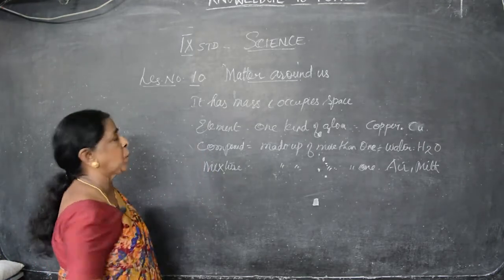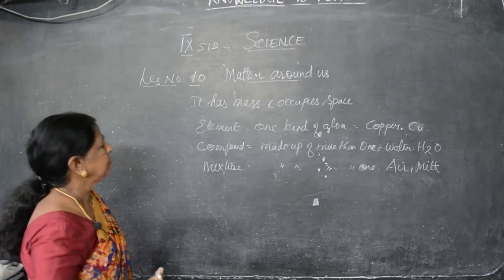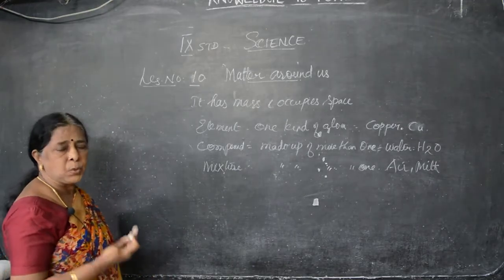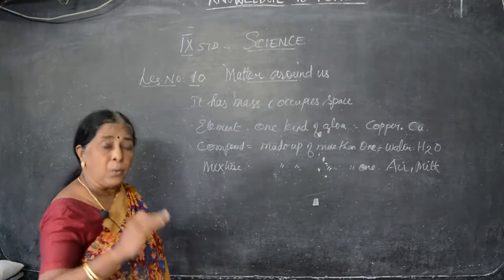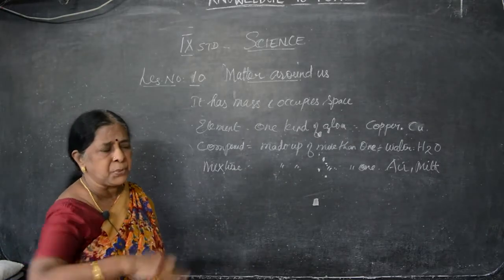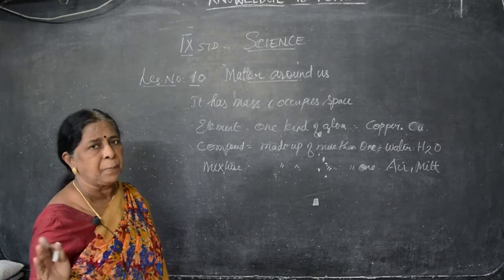then how we can differentiate an element from a compound and a mixture. Then what are the kinds of mixture? There are two kinds of mixture, homogeneous mixture and heterogeneous mixture. Then how we have to separate a mixture? It is all mixed together, so we have to separate it into its components.